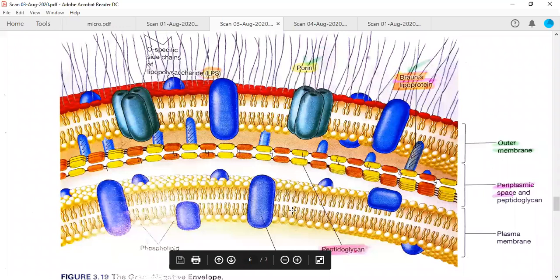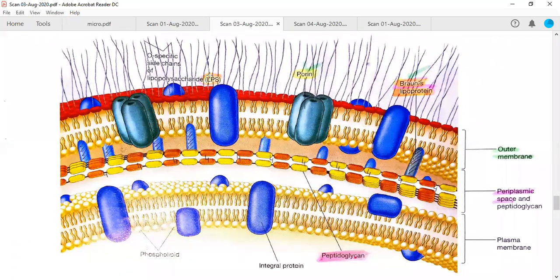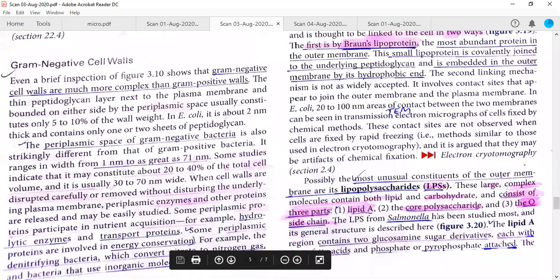The second thing is that they have LPS, lipopolysaccharide, which is made up of three components. We will discuss this in detail, but for now remember that LPS is a large complex molecule containing both lipids and carbohydrates. So these are glycolipids, glyco for carbohydrate, lipid for lipids. It consists of three parts: lipid A, core polysaccharide, and an O side chain.